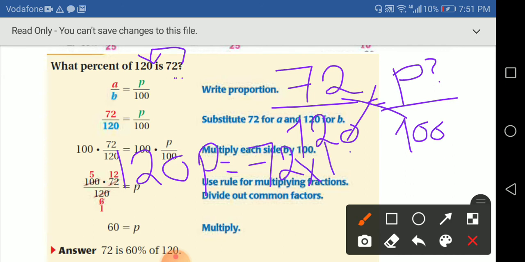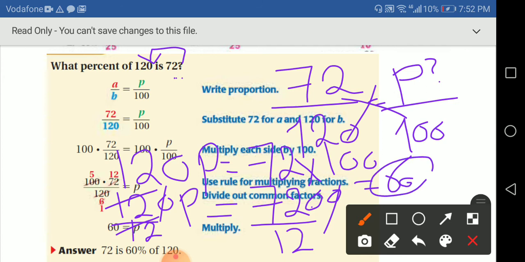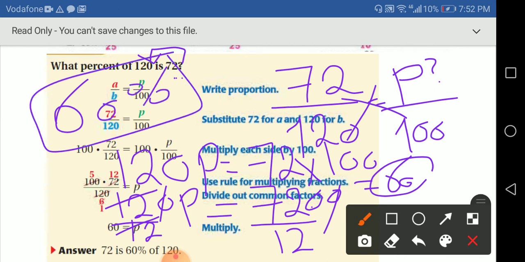72 times 100, 72 and 0, 0, equals 120p. 0 goes with 0, and we divide by 12, divide by 12. So I have here, what do you think, guys? I need to divide it by 12 on both sides. 12 divided by 12 gives me 1, and we have 720. 72 divided by 12 gives me 6, and we will add the 0. So what percent? The percent here is what? 60%.